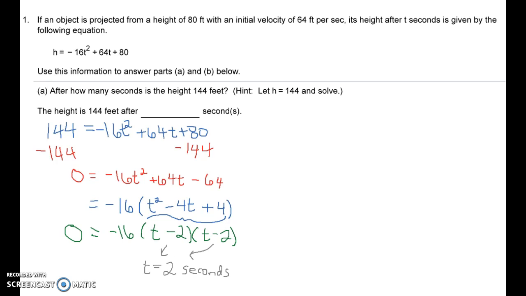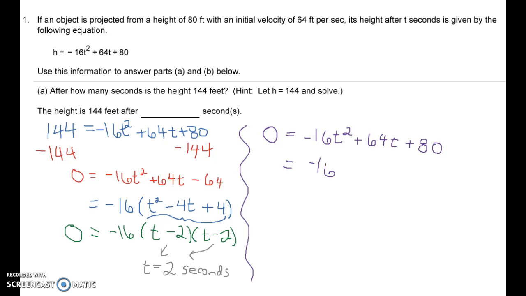The second part of the question did not print, but if I remember correctly, it will say when does it hit the ground. The ground is when it equals 0. So with that same equation, instead of setting it equal to 144, we're going to set it equal to 0. Again, you want to try to take out the biggest number you can. I believe, once again, you can take out that negative 16.